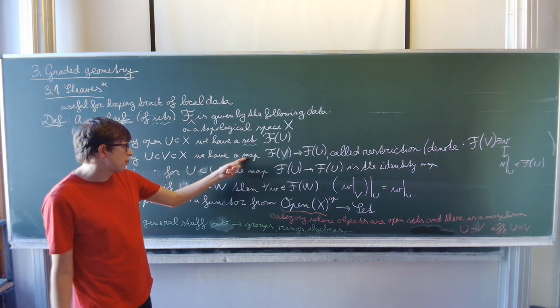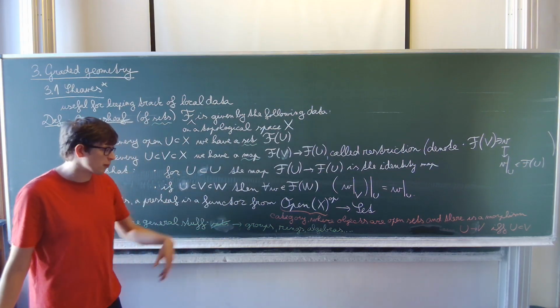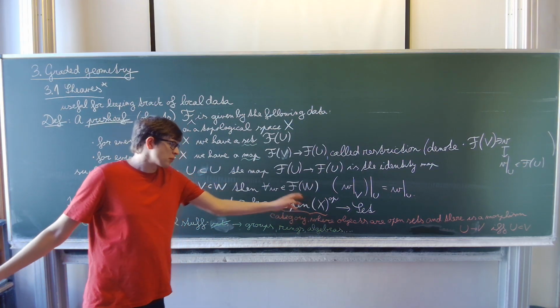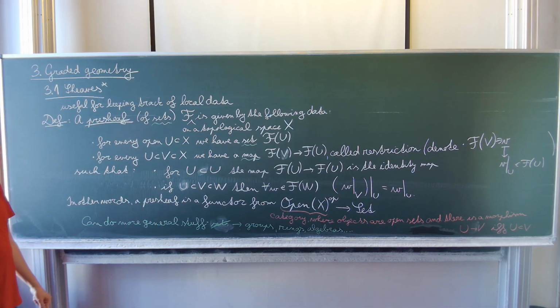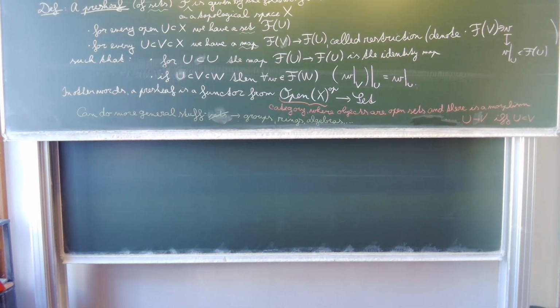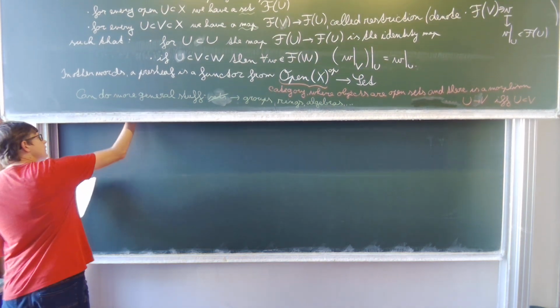And whenever you say a map, then you mean the morphism in the corresponding category. So homomorphism of groups, homomorphism of algebras, rings, etc. Okay, so that was the most boring definition. So now examples of that. How does it fit into our geometry?